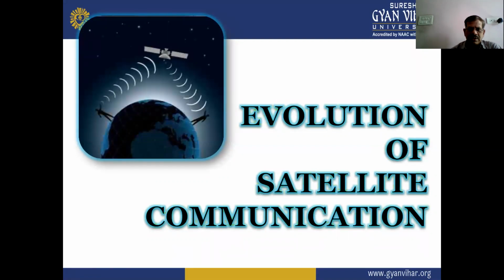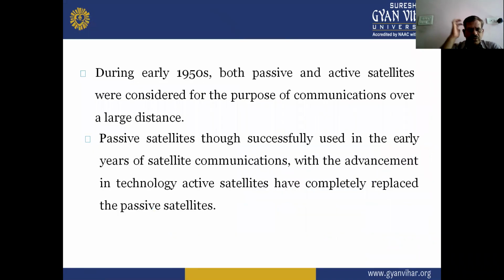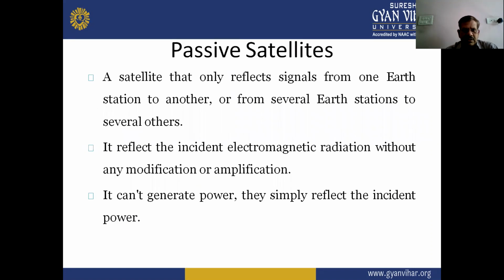So next, evolution of satellite communication. During the early 1950s, both passive and active satellites were considered for the purpose of communication over a large distance. Passive satellites were successfully used in the early years of satellite communications, but with the advancement in technology, active satellites have completely replaced them. A passive satellite only reflects signals from one Earth station to another, or from several Earth stations to several others, reflecting the incident electromagnetic radiation without any modification or amplification. It can't generate power; it simply reflects the incident power.